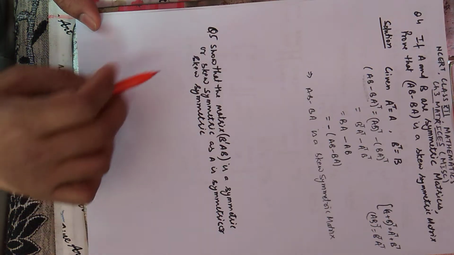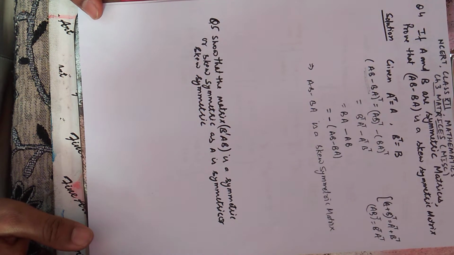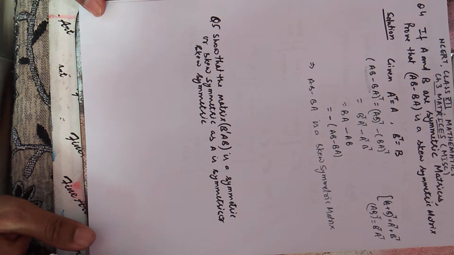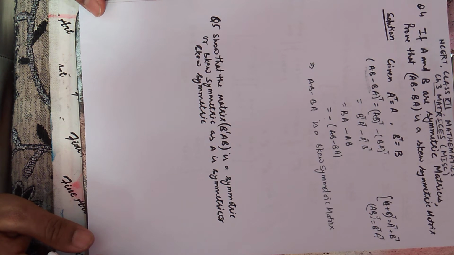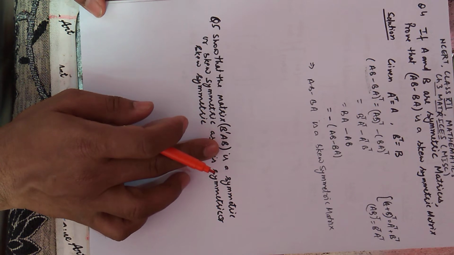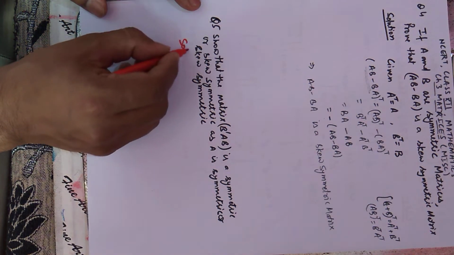Now come to question number 5. Show that the matrix B transpose AB is a symmetric or skew symmetric as A is symmetric or skew symmetric. They want to say that B dash AB will be symmetric if A is symmetric, and B dash AB will be skew symmetric if A is skew symmetric. Let's start with this. So we write the solution.